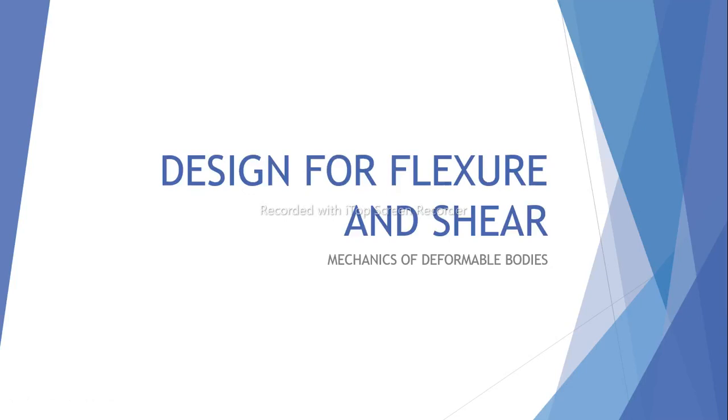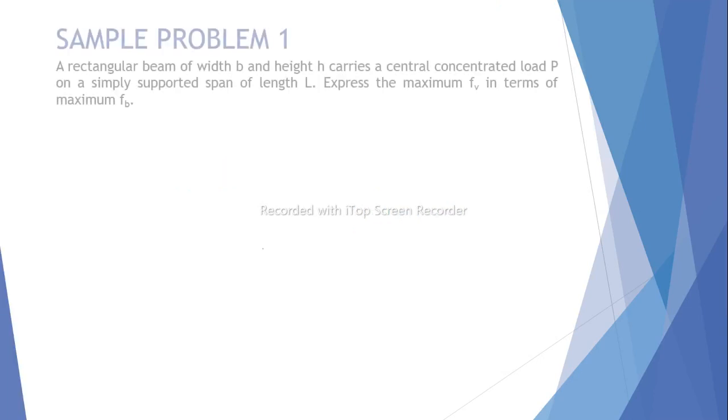This is the first example for the design for flexure and shear for the mechanics of deformable bodies. Okay, let's start with the first problem. We have a rectangular beam of width B and height H, carries a central concentrated load P on a simply supported span of length L. Express the maximum shear stress in terms of maximum bending stress.